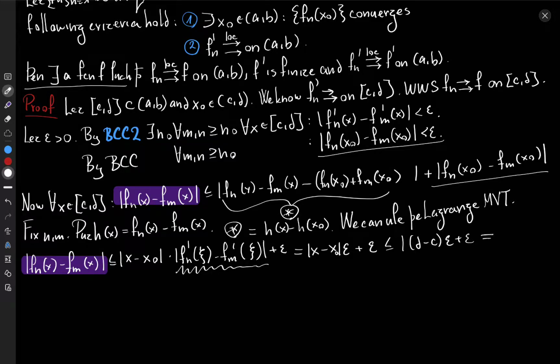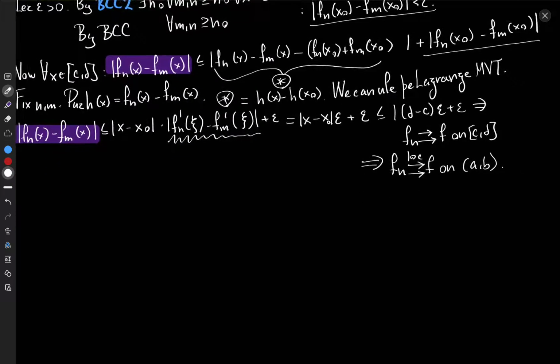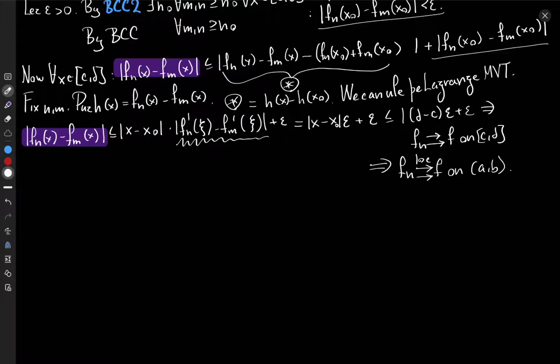So we have just now shown that f_n converges uniformly to f on CD. And since CD was chosen arbitrarily, this means that f_n converges locally uniformly to f on AB. Well, that's good news. That's a major part of the proof finished. Well, we're not quite done yet. Now, part 2, which is a little bit worse, but it's not terrible. It's not bad. It's manageable. We're strong, we can do it.